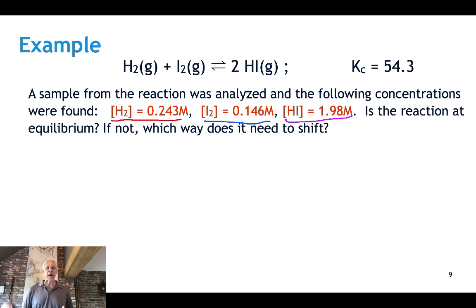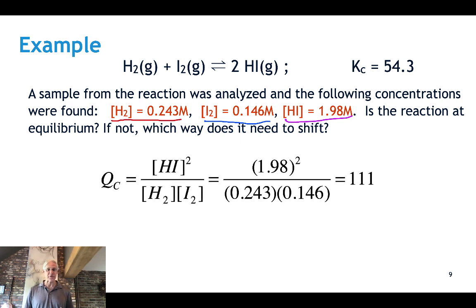So is the reaction at equilibrium? I have to do a Q calculation. If it's not at equilibrium, which way does it need to shift? So again, my Q calculation is the exact same as my K. I have products over reactants. I have my coefficient of 2, my exponent of 2 from the coefficient of 2. So we write that expression the exact same way. So I plug in my values. HI is 1.98, my H2 is 0.243, my I2 is 0.146. When I calculate that, I get a value of 111.